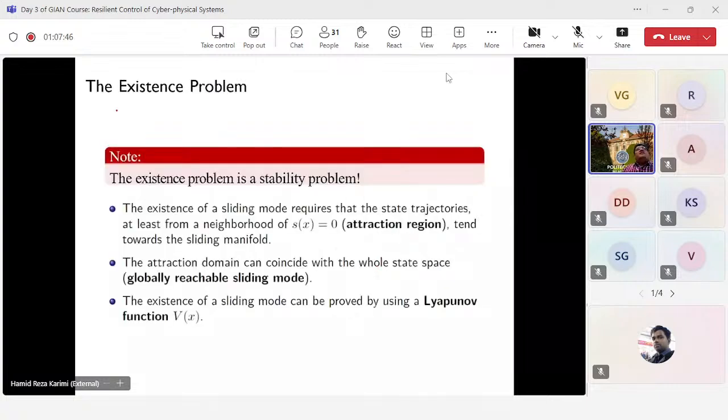Okay, so the existence problem. The existence problem is a stability problem. The first thing that you need to satisfy is stability. So stability should be guaranteed. The existence of a sliding mode requires that state trajectories at least from the neighborhood of the S.